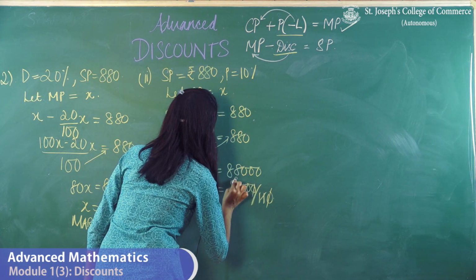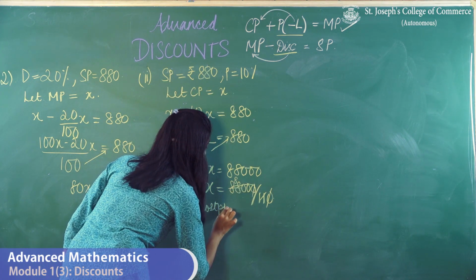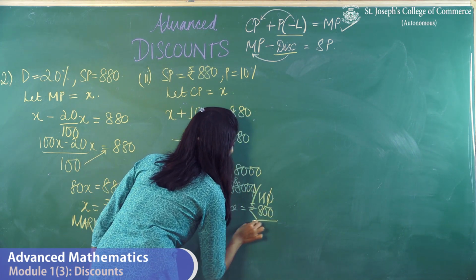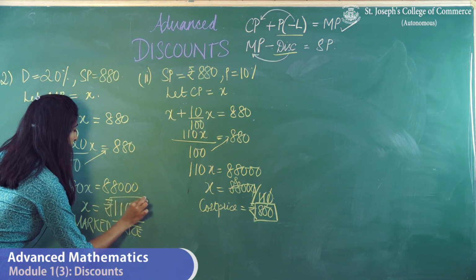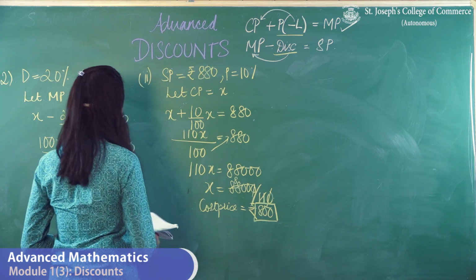11 ones are 11, 11 eights are 88. Therefore, you get your cost price to be 800. So I found your marked price for the first part of the question and I found my cost price for the second part of the question.